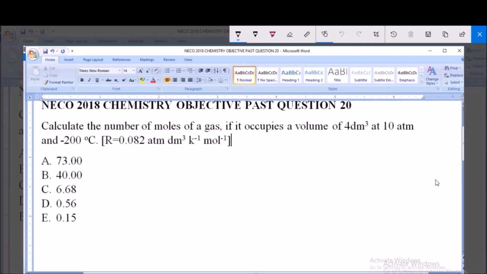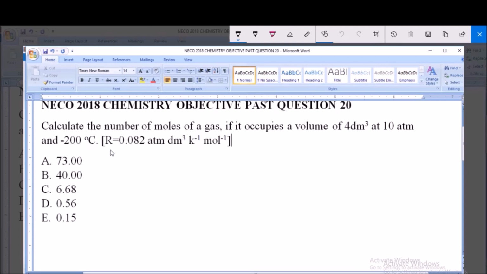Hello and welcome. I will be answering NECO 2018 Chemistry Objective Past Question 20. Calculate the number of moles of a gas if it occupies a volume of 4 dm cube at 10 atm and minus 200 degrees Celsius. The constant R is equal to 0.082 atm dm cube per Kelvin per mole. A, 73.00; B, 40.00; C, 6.68; D, 0.56; E, 0.15.